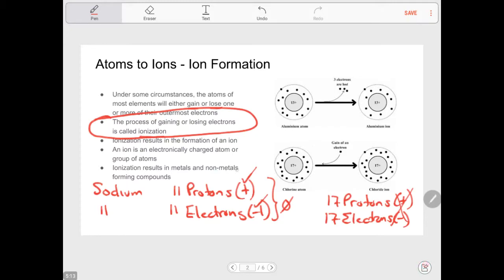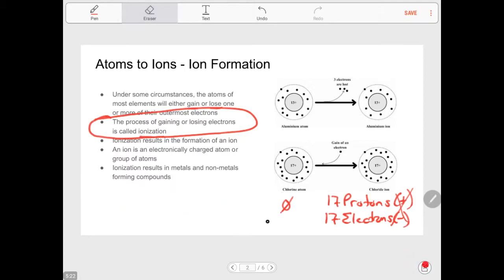Ionization results in metals and nonmetals forming compounds. Again, a lot of this is coming up. Believe me, in that second video, you're going to see me draw this out for you a million times. So I'm trying to give you a very basic introduction, and believe me, the information is all coming.